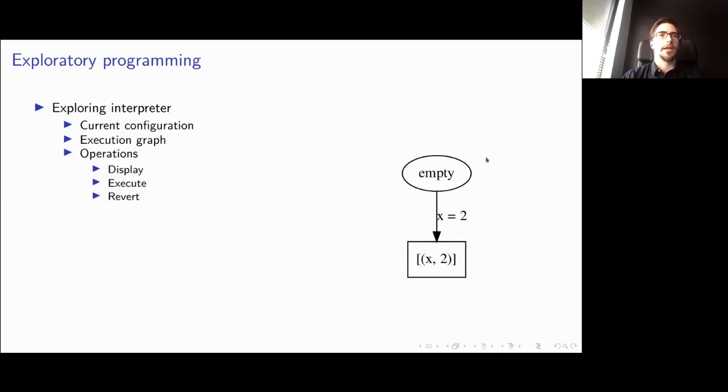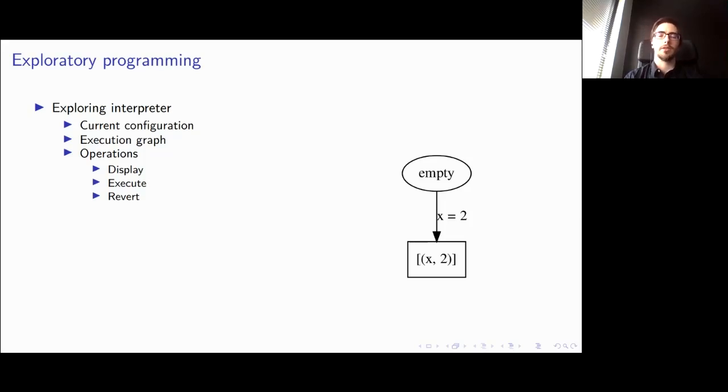And what we see here is an execution graph. An execution graph is a combination of configurations, and between configurations are transitions, which are programs. This exploring interpreter then has 3 operations: the display operation, which gives a structured representation of this execution graph, as seen on the slide. Then we have the execute.